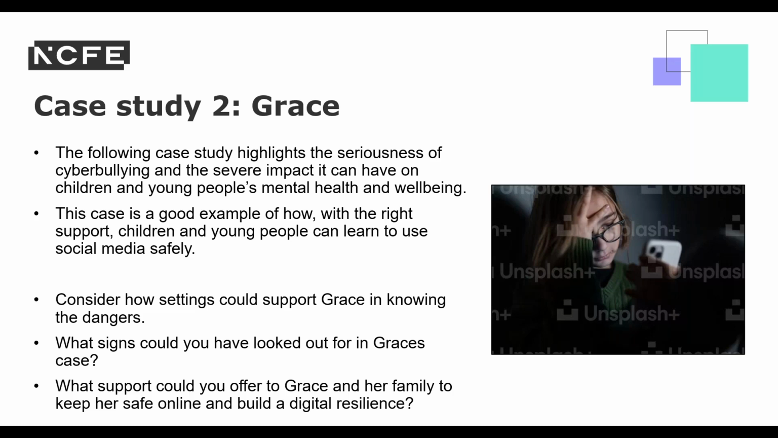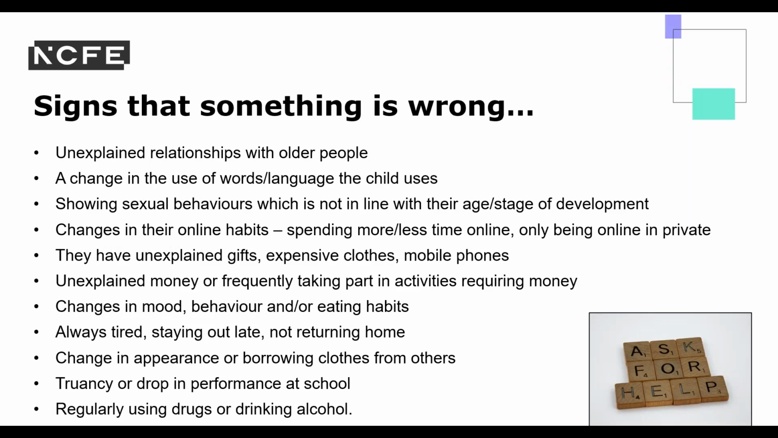It's not easy to know what our children are up to, or if anything is bothering them. But these are some of the signs that indicate that something is wrong, and you should speak to the child. Consider the unexplained relationships with older children or older people they may have. A change in the use of words or language that they may be using. Showing sexual behaviours which is not in line with their age or stage of development.